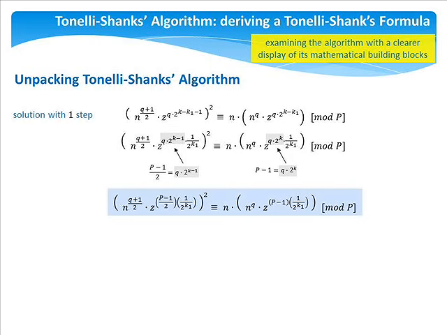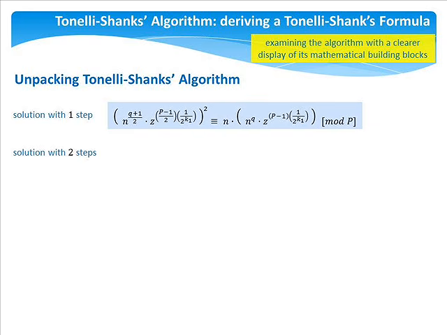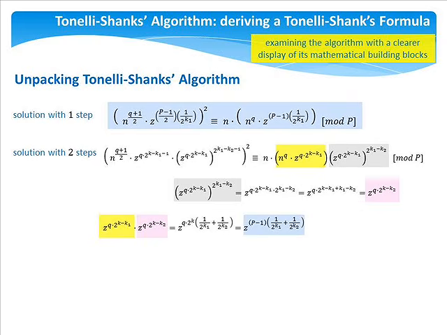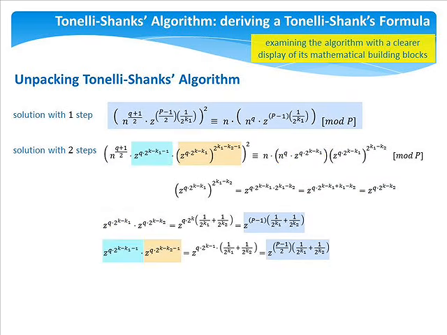Therefore, the exponent of z is p minus 1 over 2 times 1 over 2 raised to k sub 1. The same reasoning applies to the right side of the congruence. Next, we apply the same procedure for a case that needs 2 steps to reach the solution. Note that the gray block simplifies into z raised to q times 2 raised to k minus k sub 2. This reveals that in step alpha, we are applying to the exponent of z the product of q times 2 raised to k minus k sub alpha.